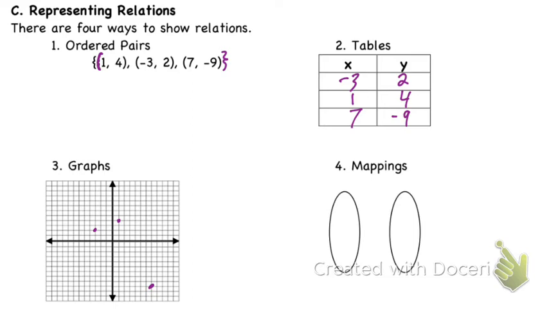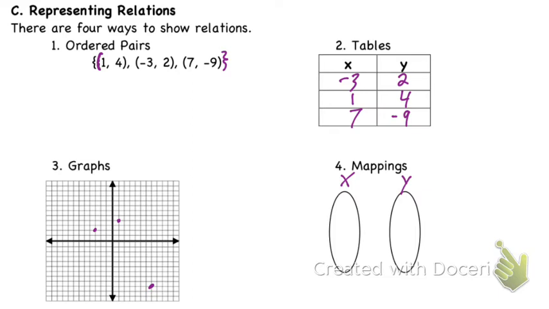The last one we're going to learn is a mapping diagram, okay? So we have the set of ordered pairs, we have a table, we have a graph. Now we're going to do the mapping diagram. This one's probably completely new to us. We're going to put all of our X's on the left, we're going to put all of the Y's on the right. Okay? So domain on the left, range on the right. Because the domain is the X values, range is Y values.